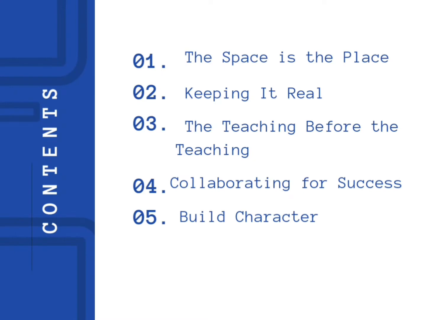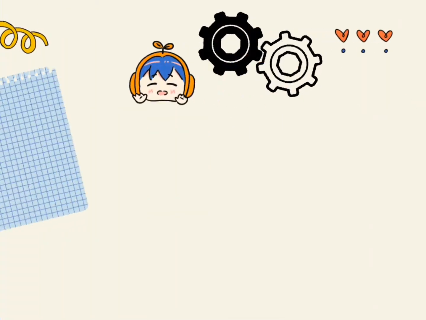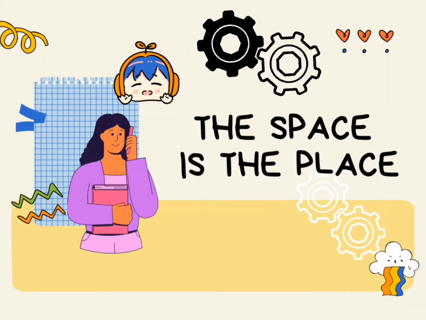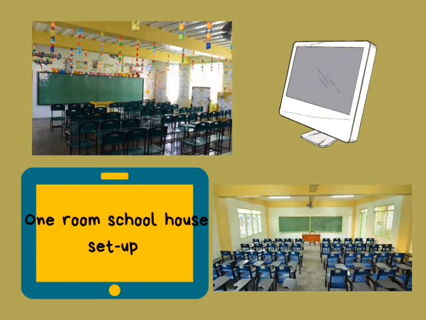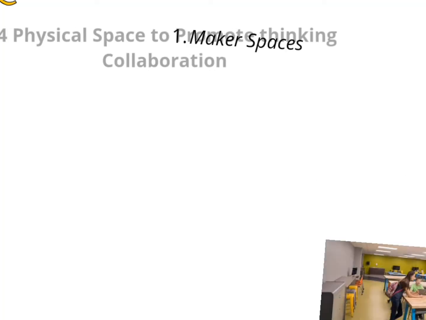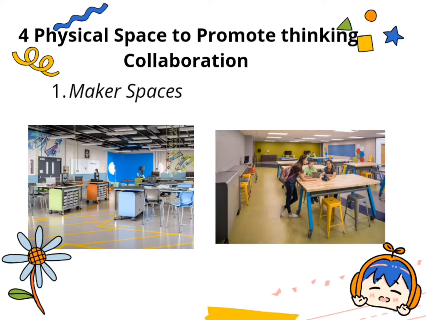So here are the 5 ways to develop an instructional strategy that uses technology to manage, facilitate, and enhance learning, not to have edtech be the center of attention. The space is the place. One of the first things you learned about classroom management is the physical setup for the learning environment itself. Unfortunately, the one-room schoolhouse setup still seems to be the default mode for so many classrooms, so it's time to think outside the box. So there are 4 physical spaces to promote thinking and collaboration.